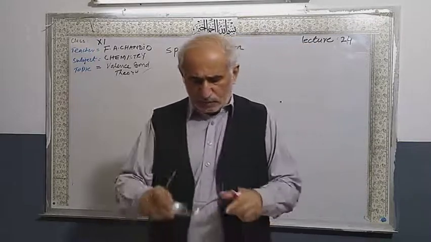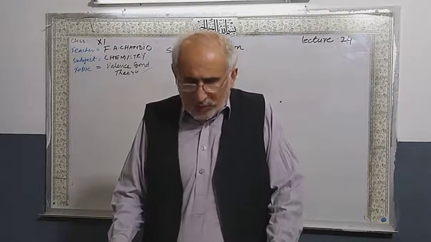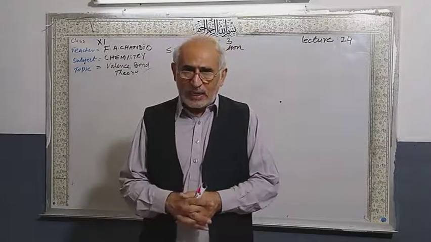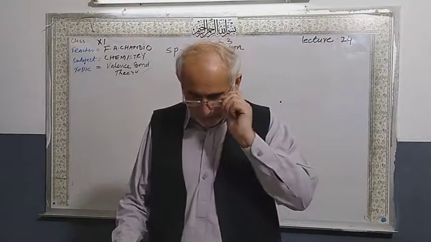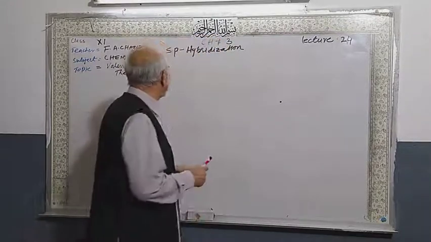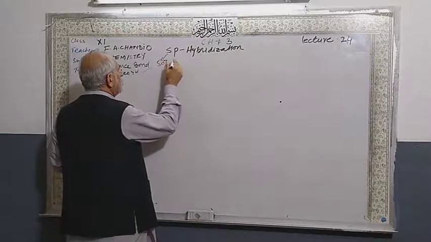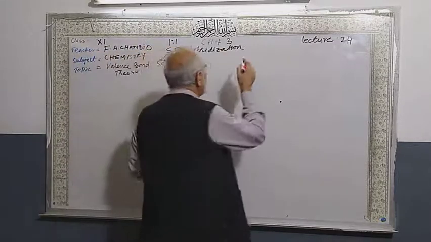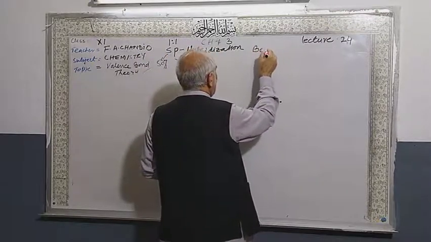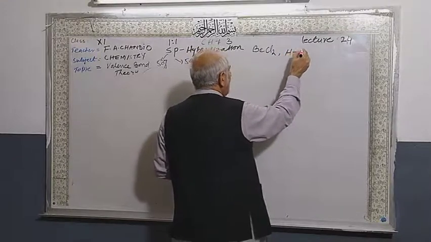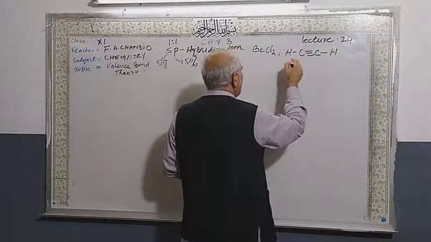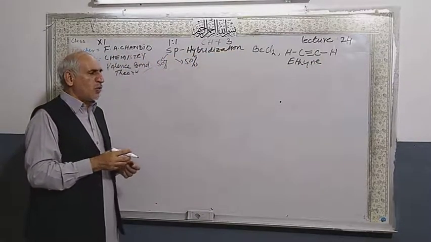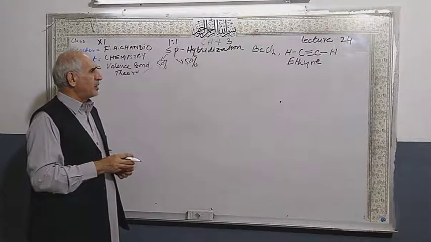So the definition is given in your book. The mixing of one s orbital and one p orbital of an atom to form two equal, identical, equivalent hybrid orbitals is called sp hybridization. So 50% character s, 50% character p each, and the ratio is 1:1. So examples: one is beryllium dichloride, and the other is ethine, acetylene, given in grade 10. This is the ethine gas or acetylene gas. These are two examples we have for sp hybridization.